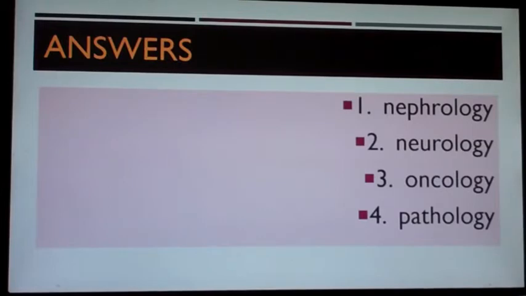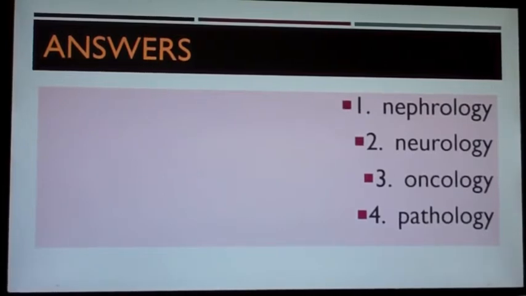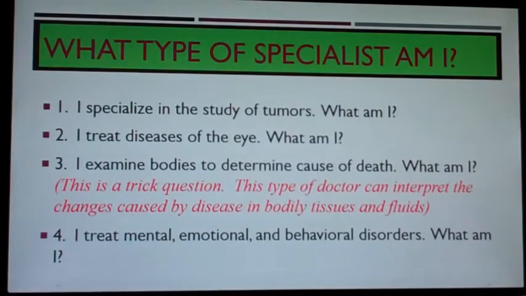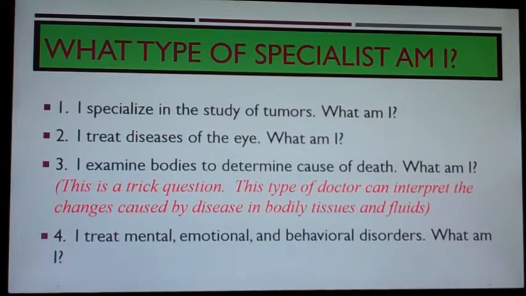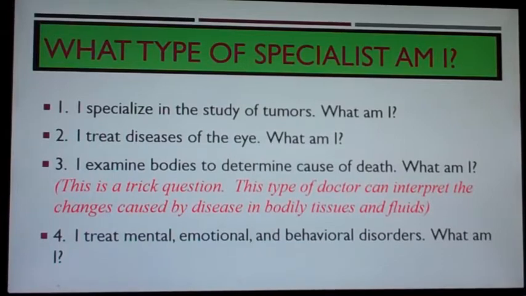Answers. Number 1 was nephrology. Number 2 was neurology. Number 3 was oncology. Number 4 was pathology. What type of specialist am I? Number 1, I specialize in the study of tumors. What am I?